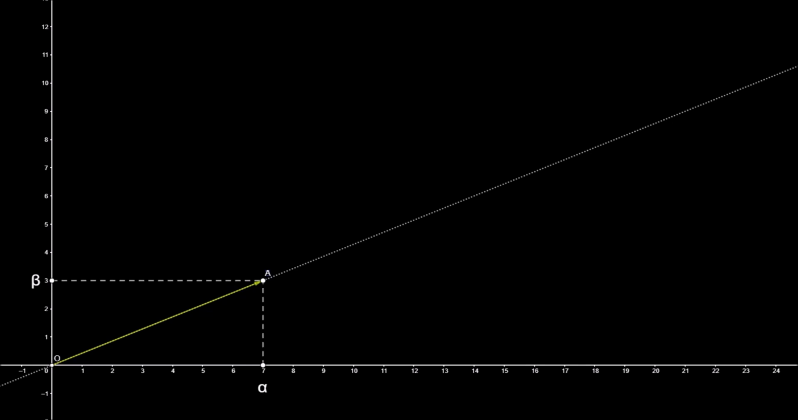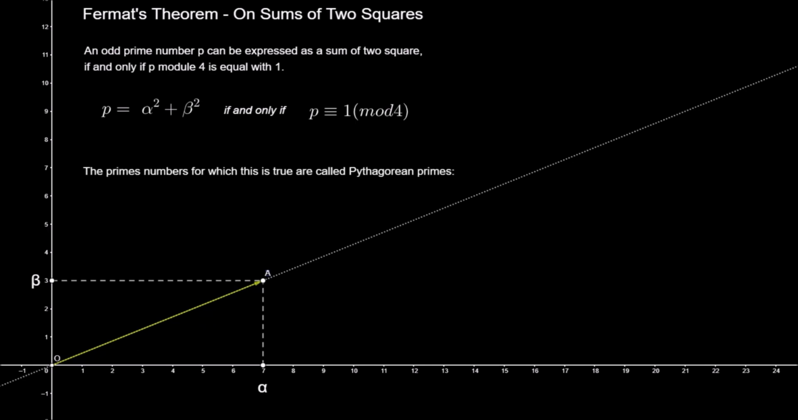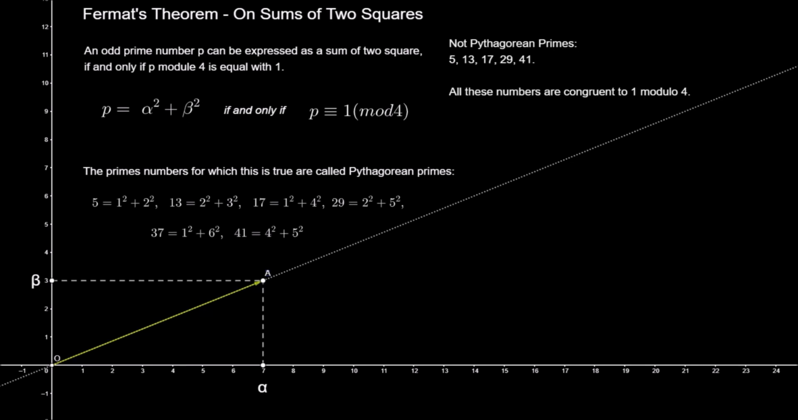Fermat's theorem on sums of two squares proves to be very helpful here. The theorem states that an odd prime number, p, can be expressed as a sum of two squares if and only if p modulo 4 is equal to 1. The prime numbers for which this is true are called Pythagorean primes. All the Pythagorean primes are equal to 1 modulo 4.